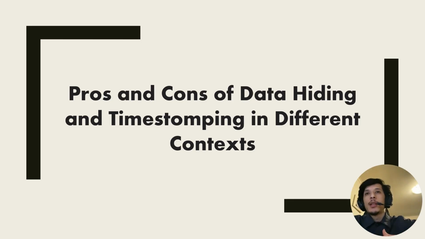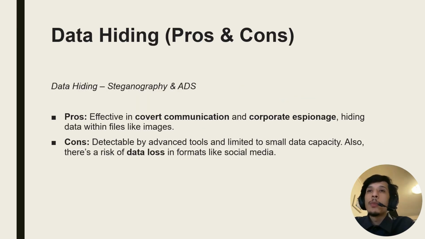investigation. Hello everyone, my name is Aayush, and today I'll be discussing the pros and cons of data hiding and time stomping in different contexts. Focusing on data hiding, it has notable advantages. It's effective for covert communication and corporate espionage by embedding data within seemingly innocent files. However, there are drawbacks. These methods are limited to small data capacity and can be detected by advanced forensic tools. Additionally, there's a risk of data loss, especially in social media formats, where compression may occur.